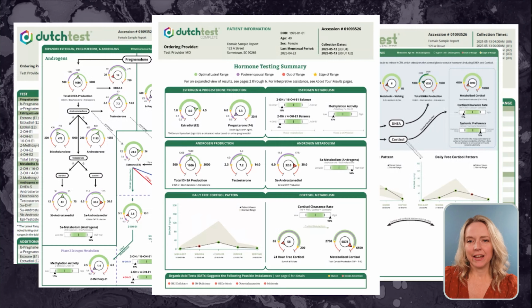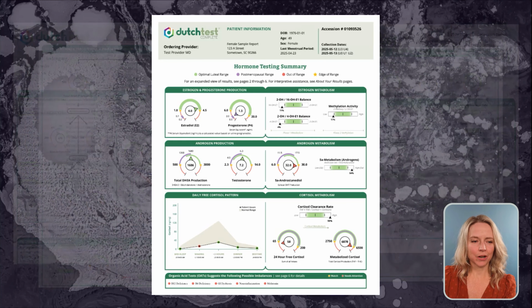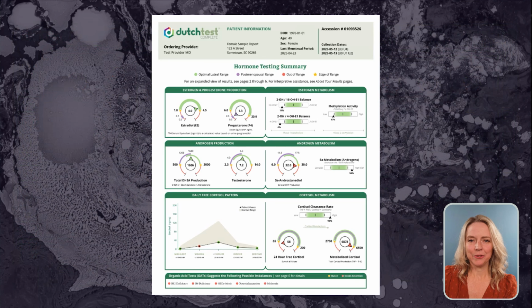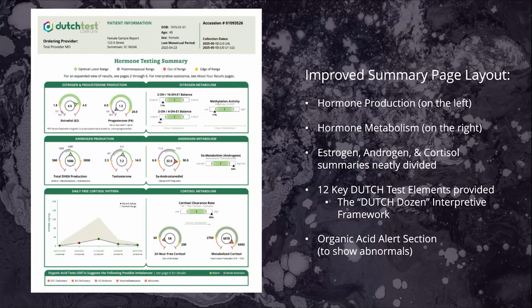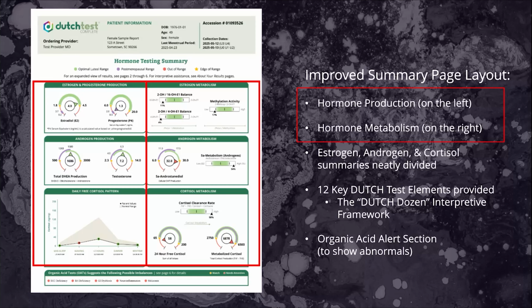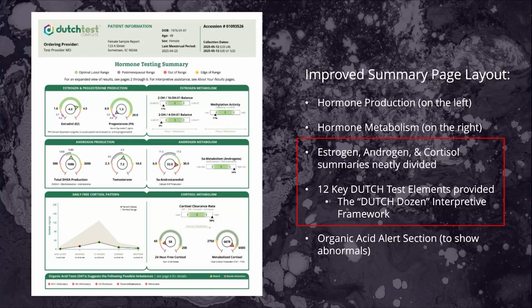Here is a fan out of the Dutch Complete with a summary page in the middle. We're going to start with that summary page. You'll notice there are some new enhancements. We have a layout to the summary page that is more comprehensive than a serum or saliva hormone test. You will notice we have hormone production on the left and hormone metabolism on the right.